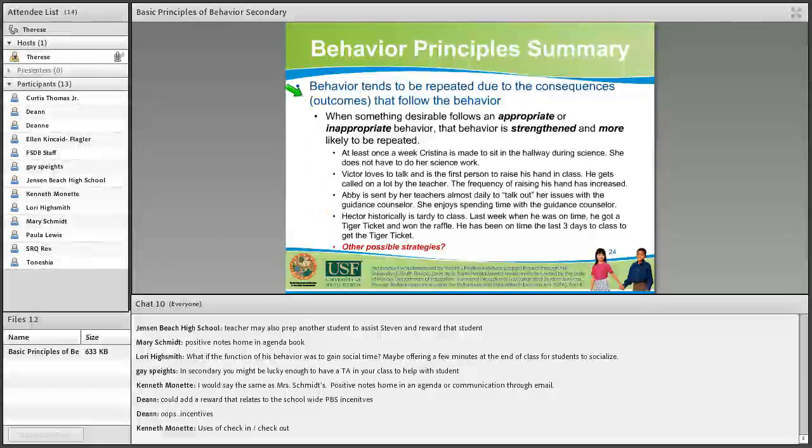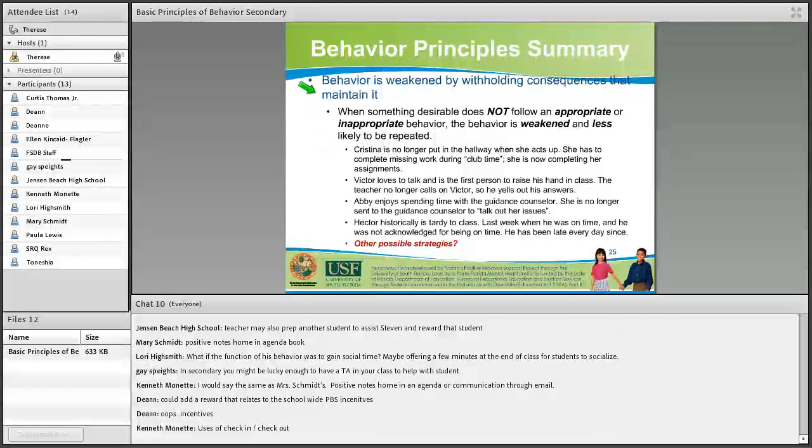All right. Know that, big picture, behavior tends to be repeated due to the consequences that follow the behavior. So this is true for appropriate behavior. When something desirable follows an appropriate or an inappropriate behavior, the behavior is more likely to be repeated. So you guys were hitting on this before with our different examples. Students are being sent out of the office for inappropriate behavior, which allows them to avoid whatever thing they were trying to avoid. That problem behavior is more likely to be repeated.